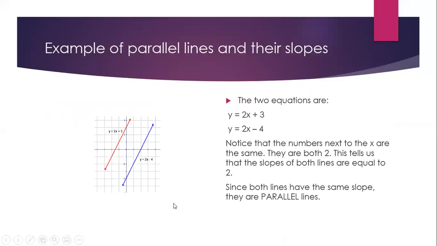So let's look at these two lines. One line is y equals 2x plus 3. The other line is y equals 2x minus 4. Notice that they are parallel to each other. They never touch each other.